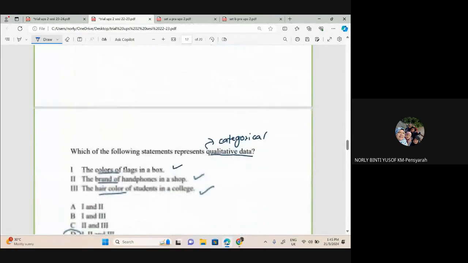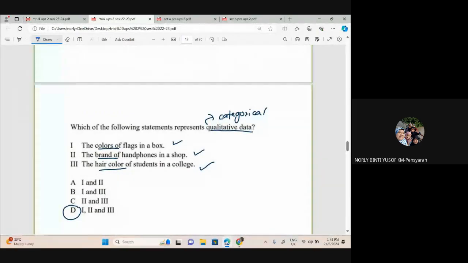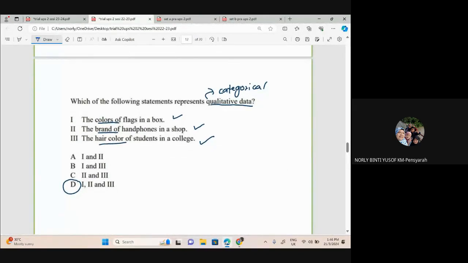Okay. And then pergi pada which of the statement represent qualitative data. Qualitative tu categorical lah kan. Maksudnya melibatkan warna. Maksudnya categorize lah. So betul tak? Color, brand betul. Categorical, hair color betul. So all correct. So that is all qualitative. Quantitative yang kita boleh kira.